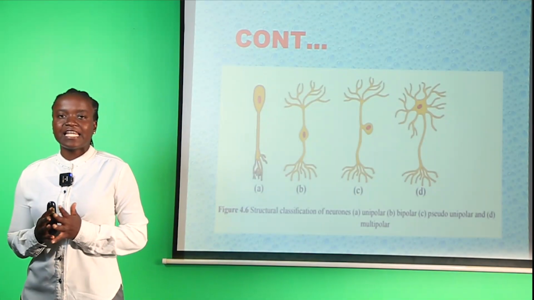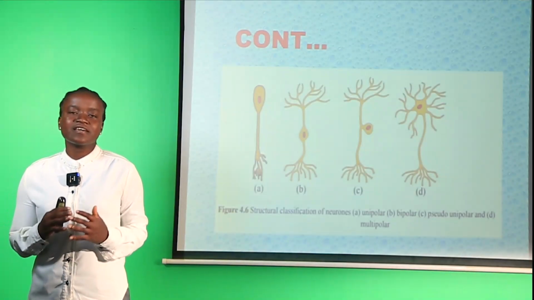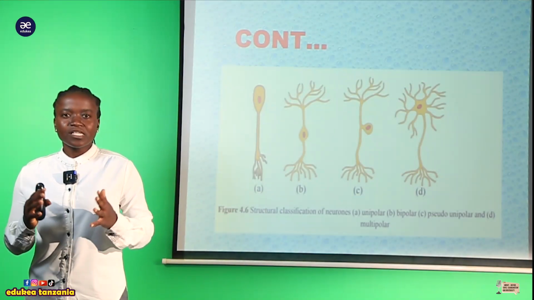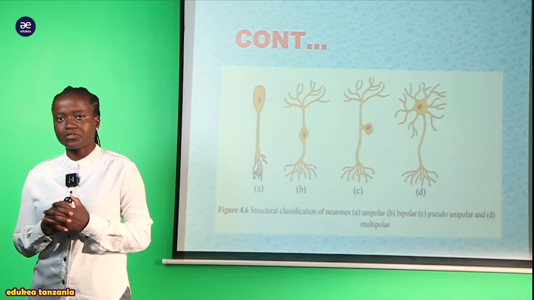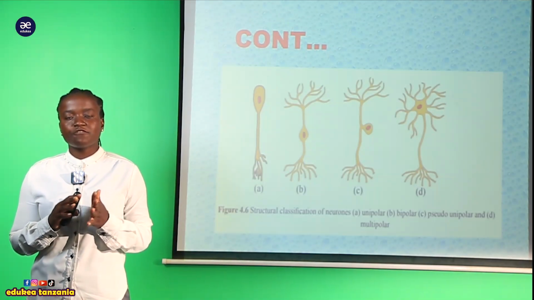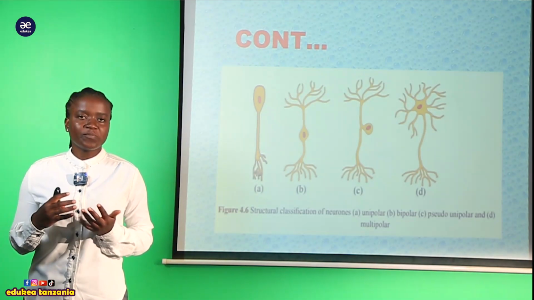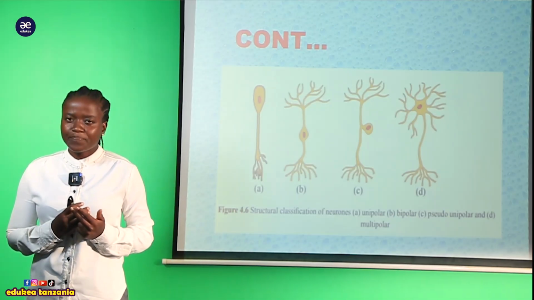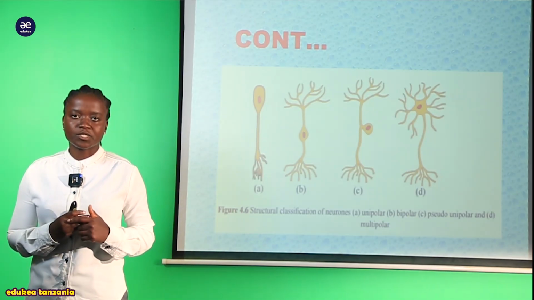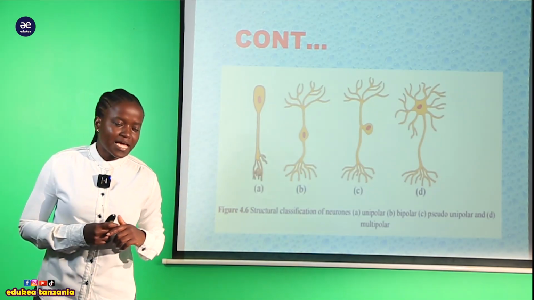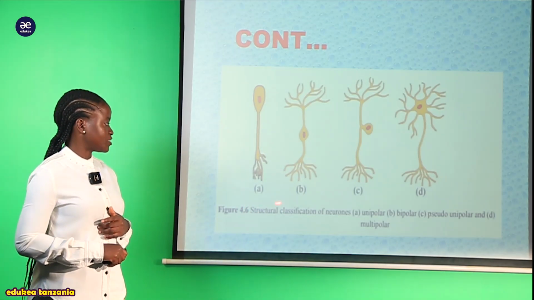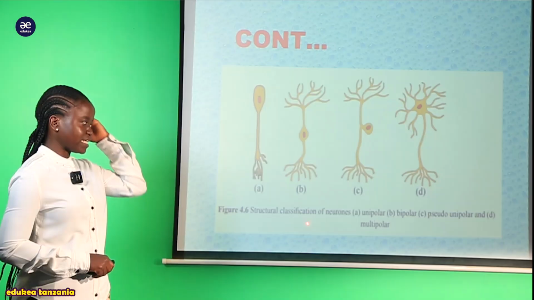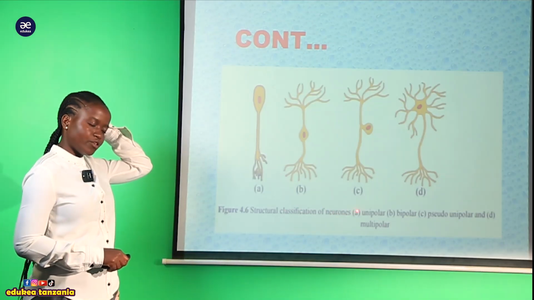As I have said in the last session, we are discussing the types of neurons based on the number of dendrons. We have seen that we have almost 3 types: unipolar, bipolar, together with multipolar. Now we have to see figure 4.6, which shows the structural classification of the neurons.